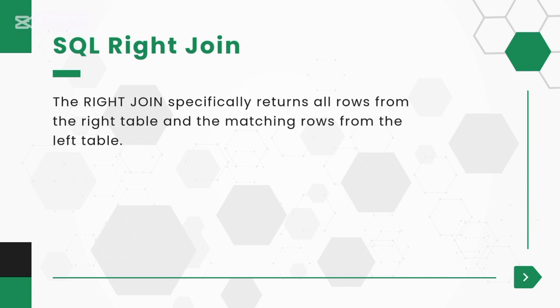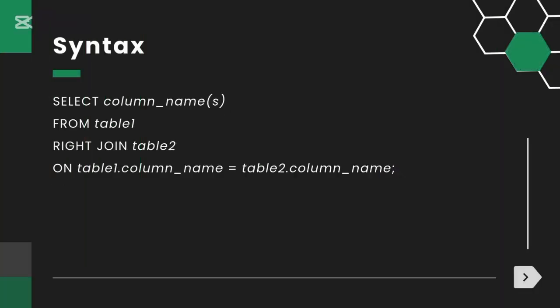Let's look at the basic syntax of this statement. SELECT column_list FROM left_table RIGHT JOIN right_table ON left_table.common_column = right_table.common_column.